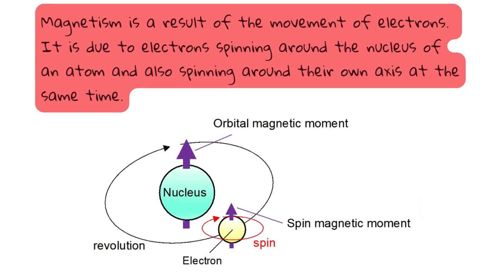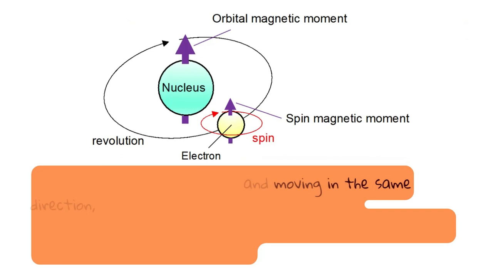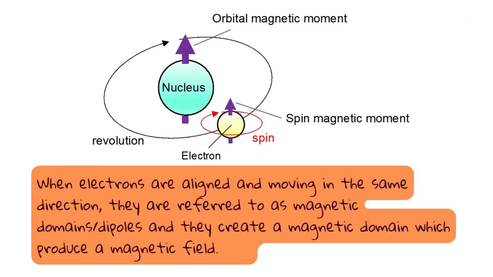Magnetism is a result of the movement of electrons. It is due to electrons spinning around the nucleus of an atom and also spinning around their own axis at the same time. When electrons are aligned and moving in the same direction, they are referred to as magnetic dipoles or domains, and they create a magnetic domain which produces a magnetic field.